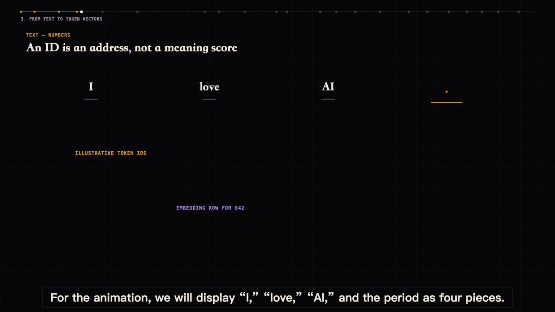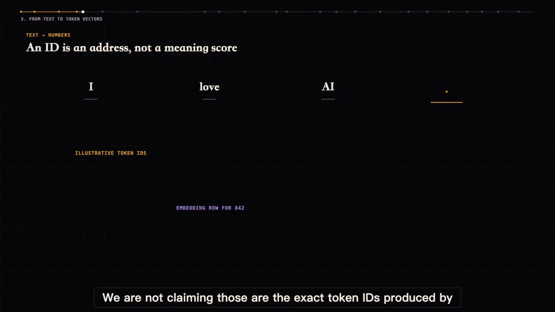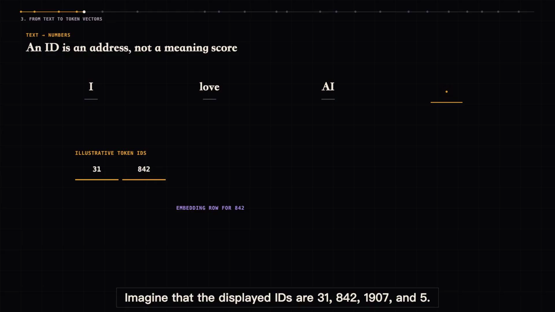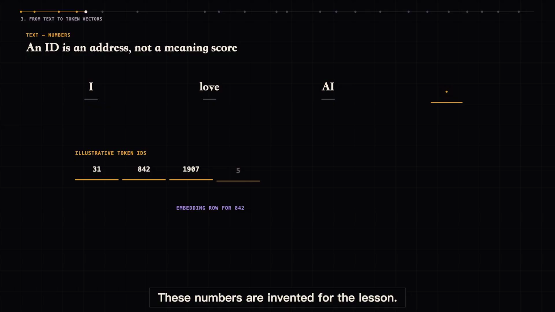For the animation, we will display "I love AI" and the period as 4 pieces. That split is illustrative. We are not claiming those are the exact token IDs produced by the author's 2017 tokenizer. Imagine that the displayed IDs are 31, 842, 1000, 907, and 5. These numbers are invented for the lesson.